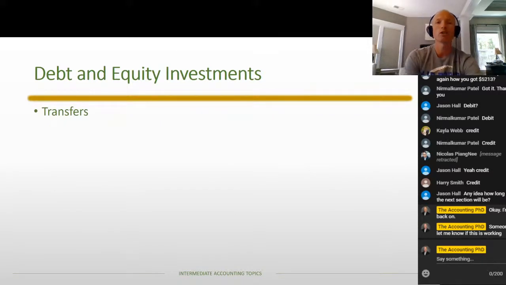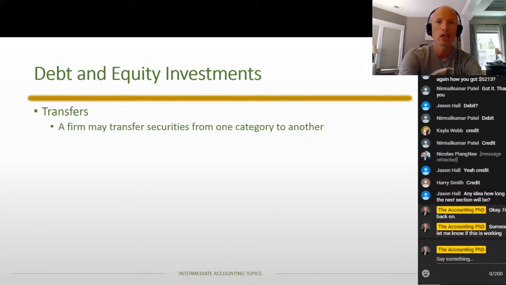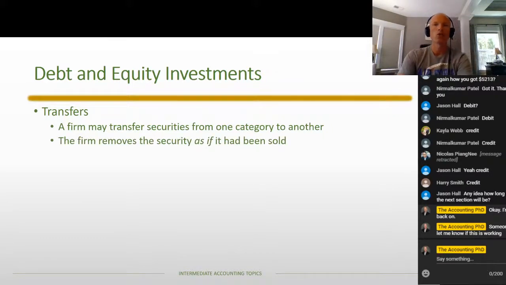Transfers, basically if you want to reclassify an investment, you can transfer securities from one category to another. So you could have it as held to maturity and you could transfer it to a trading security if you want to, or vice versa. So generally here's how you do that. First of all, you remove the security as if it had been sold. So you act almost as if it were sold.